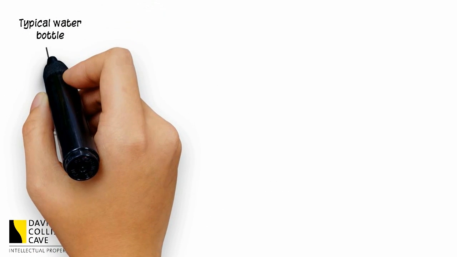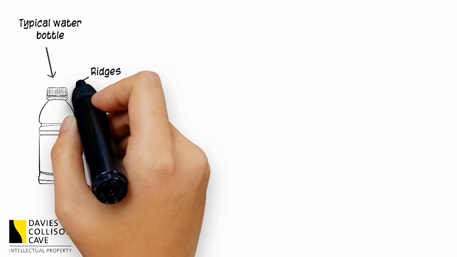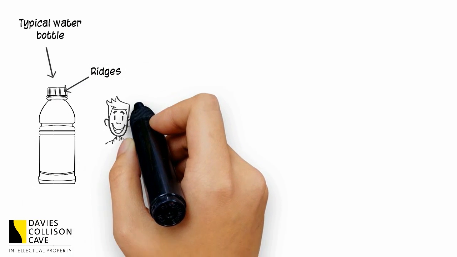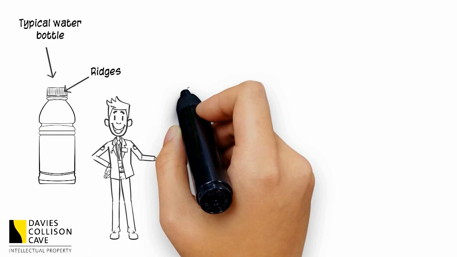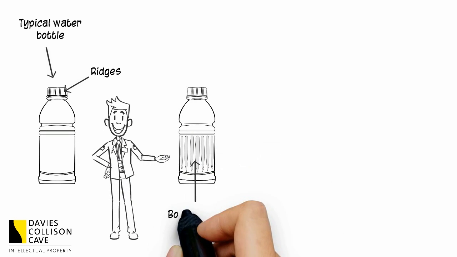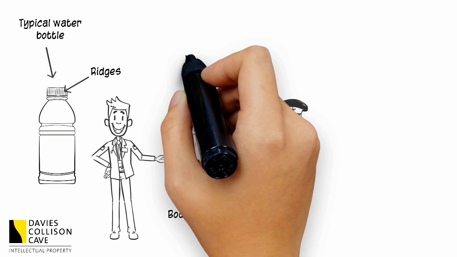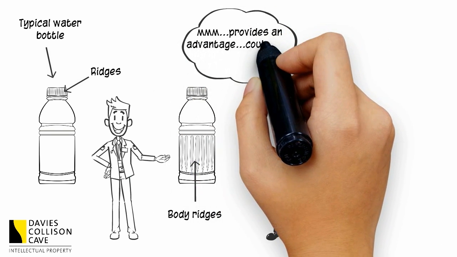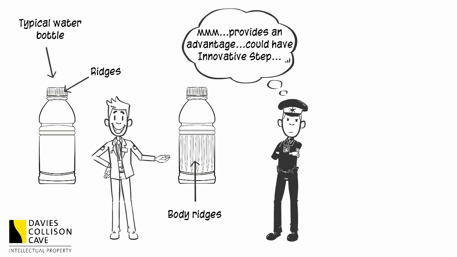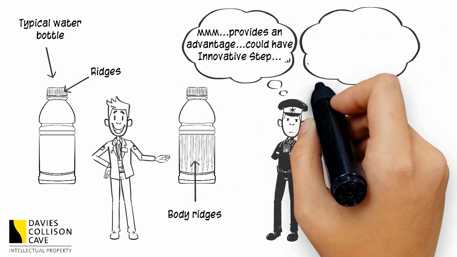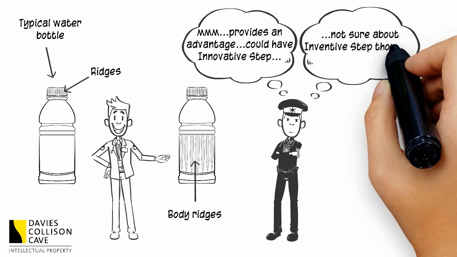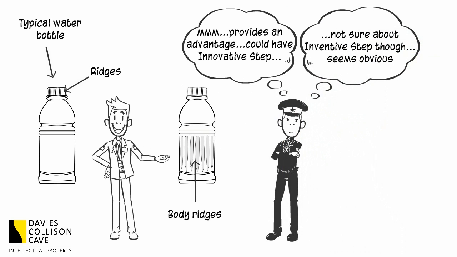As a hypothetical example, consider a typical water bottle with a ridged bottle cap to aid with gripping and twisting of the cap. If you were to introduce the same ridges to the body of the bottle, this may be considered enough to provide an innovative step, because the new ridges provide an advantage in that the bottle may be easier to open. On the other hand, this type of simple improvement may struggle to meet the inventive step threshold for standard patents, as it may be considered obvious to take the ridges from the cap and place them on the body of the bottle.